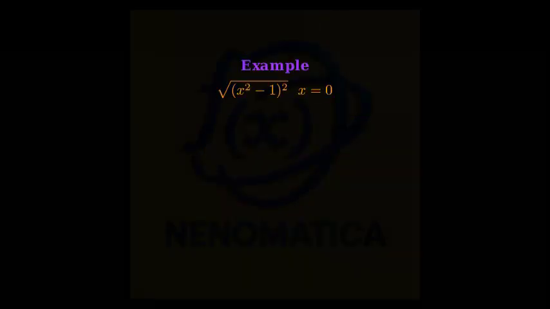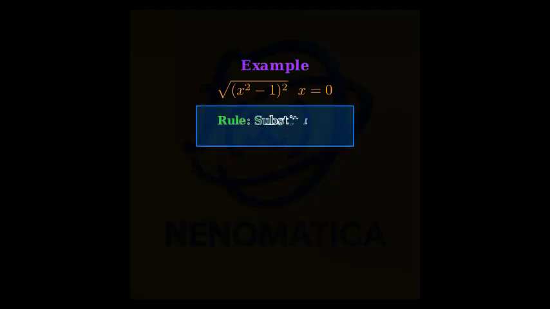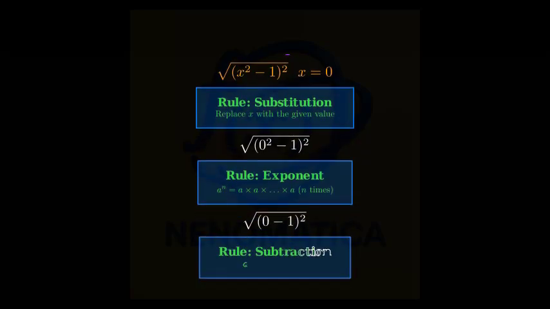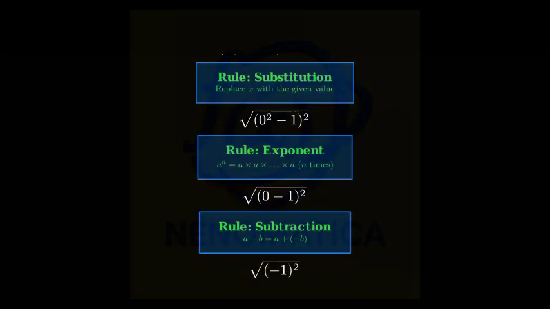We want to evaluate the square root of the quantity x squared minus 1, all squared, when x equals 0. Let's solve this step by step. First, we'll use the substitution rule to replace x with 0 in our expression. Now, let's calculate 0 squared. 0 squared equals 0. Next, let's calculate 0 minus 1. 0 minus 1 equals -1.